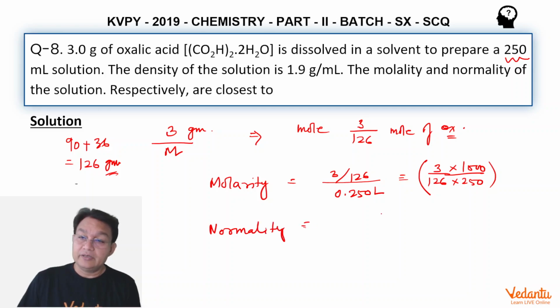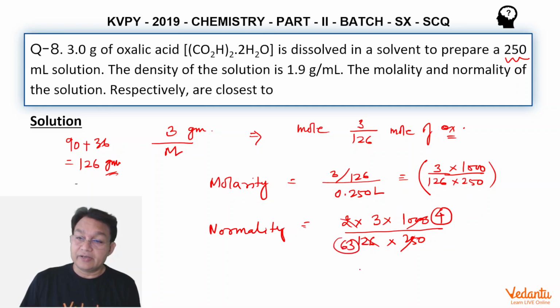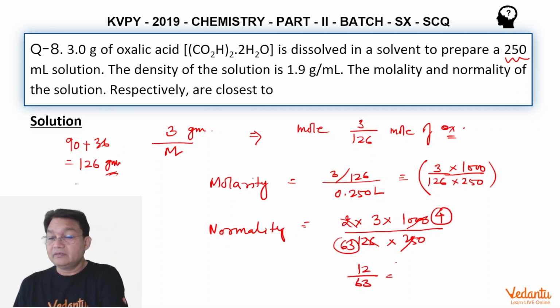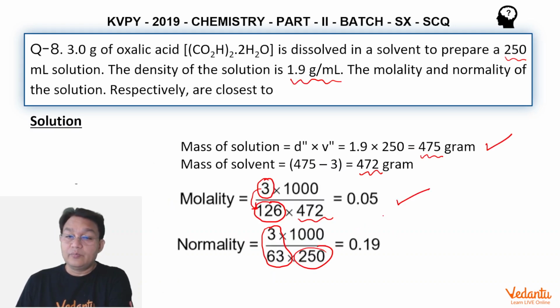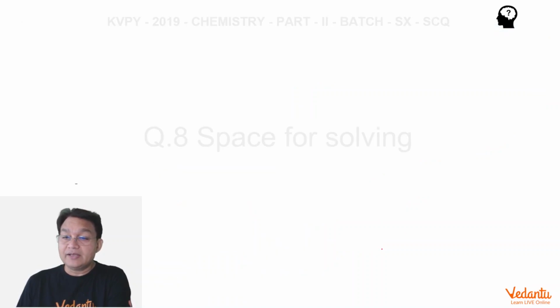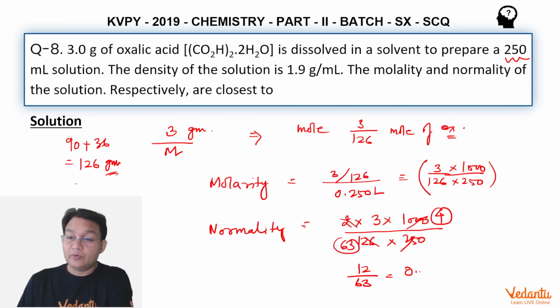Normality will be twice of this. So twice into 3 into 1000 divided by 126 into 250, cancelling it out. This is 4, cancelling it out. This is 63. So effectively this is 12 upon 63, and upon solving we get this value. The normality is 0.19. Okay. Now the next thing which we have to find is molality.